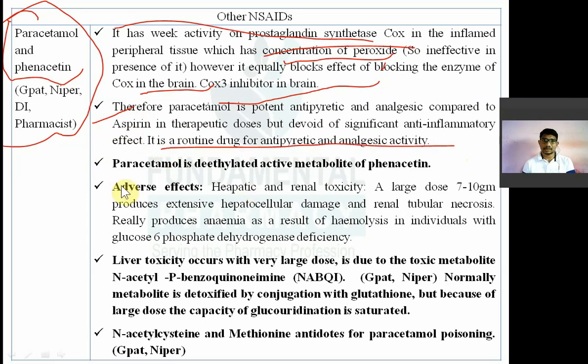Now remember, paracetamol is a deethylated active metabolite of phenytoin. So phenytoin is nothing but the prodrug of paracetamol. Then what are the adverse reactions of paracetamol? So hepatic and renal toxicity. Paracetamol has hepatic and renal toxicity.